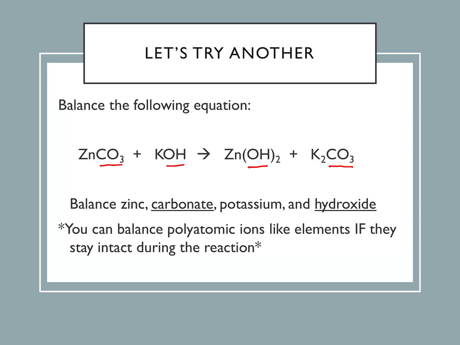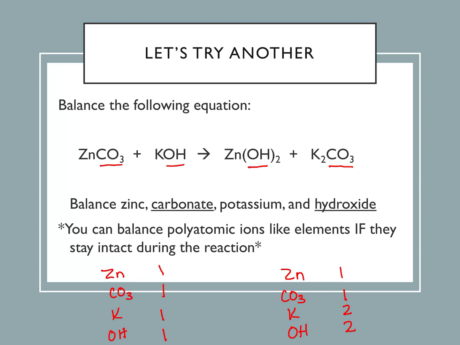If they break apart, like you only have carbonate on one side, then you would need to balance it as carbon and oxygen. But if we're looking at this, right, we have zinc, we have carbonate, we have potassium, and we have hydroxide on both sides. Zinc, carbonate, potassium, hydroxide. We have 1, 1, 1, 1 on this side, and we have 1, 1, 2, 2 on this side. So you'll notice our potassium and our hydroxides are not balanced.